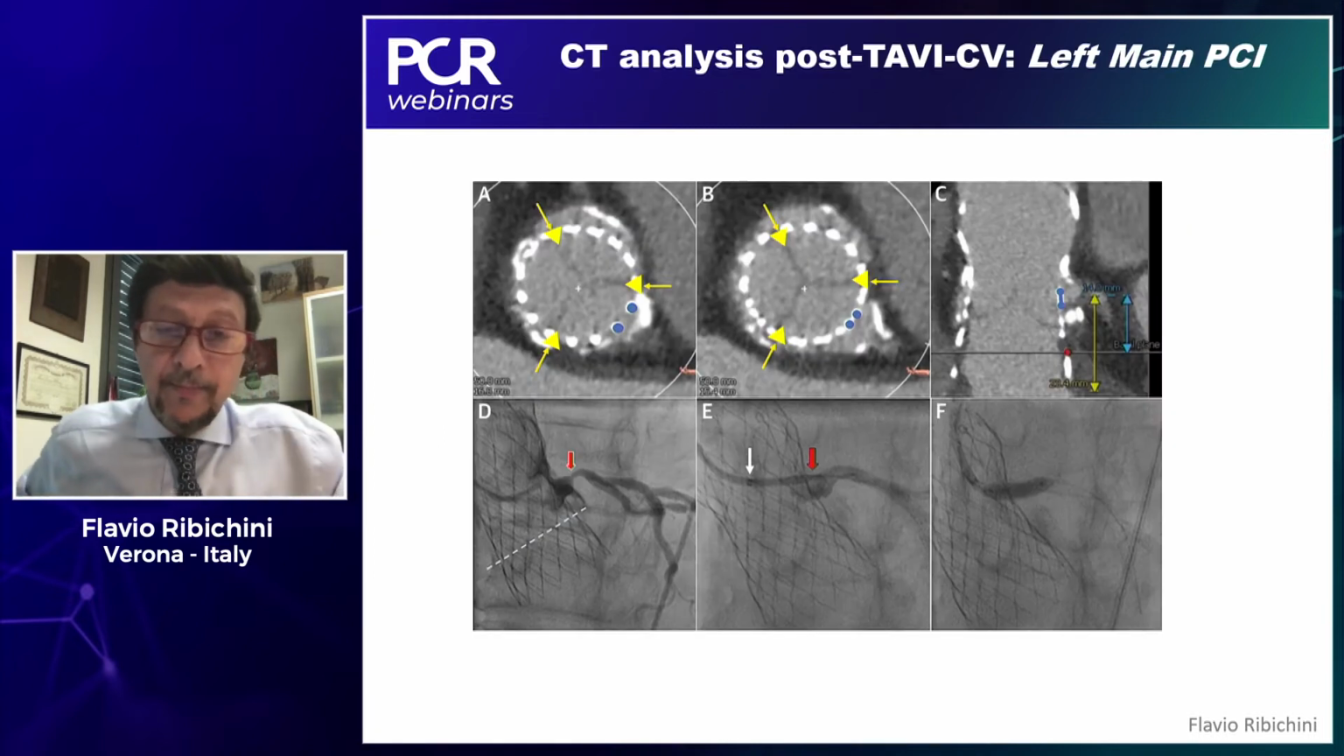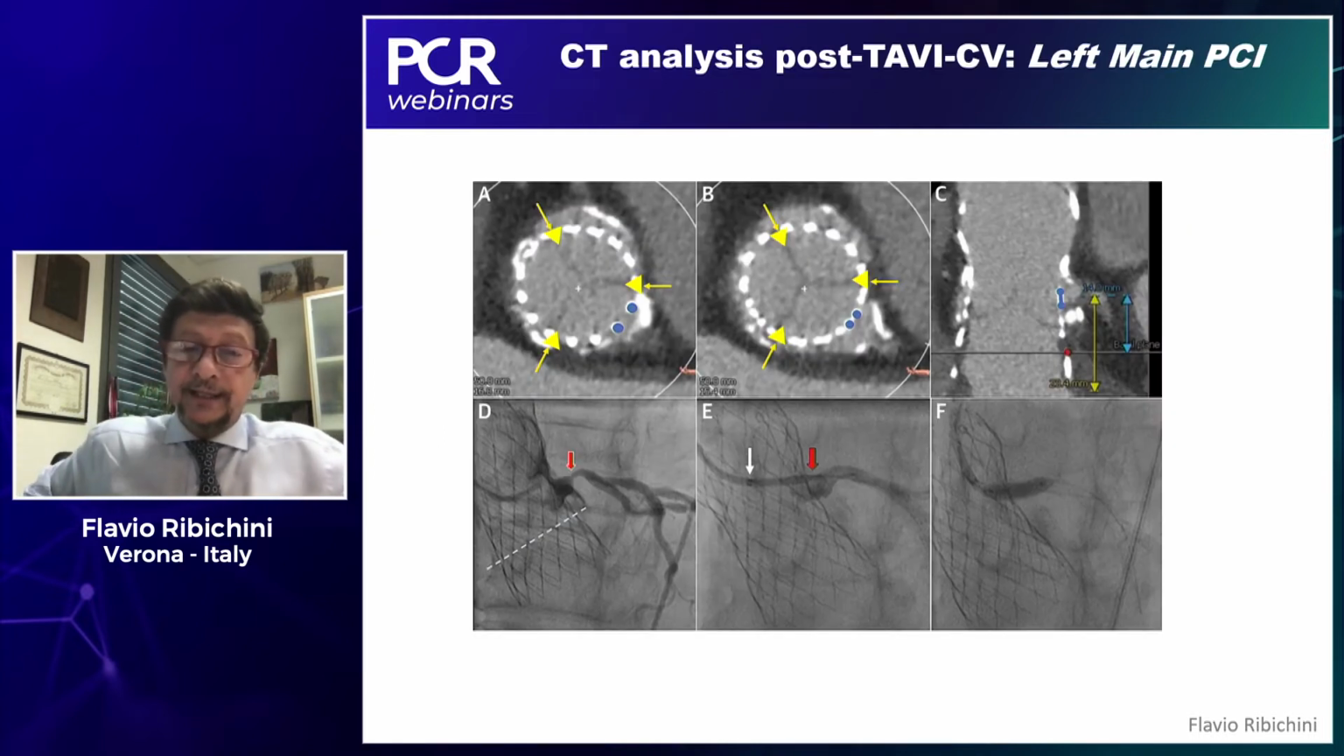Next one, please. Here is an example. You see how easily the left main was catheterized and the stent was implanted. In the center image and the two superior images, you see the good commissure alignment, a very similar example to what I showed you before. Next one.